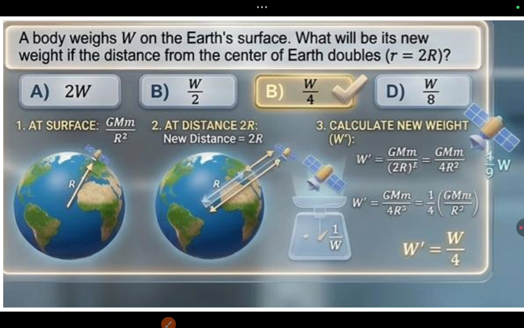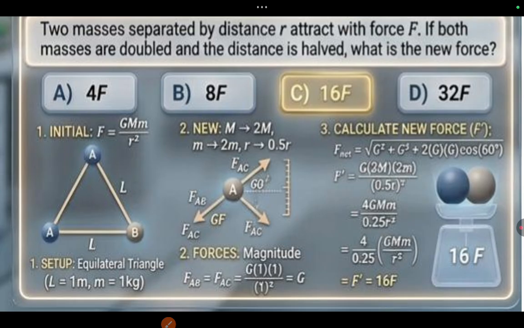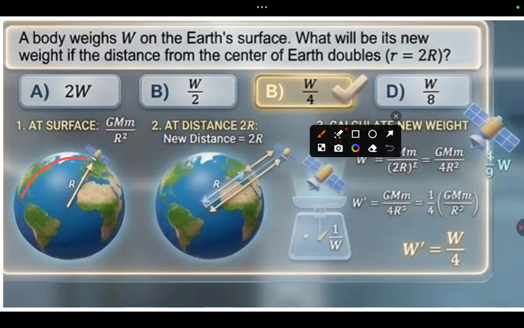Thank you. So, here is the first question: a body weighs W on the Earth's surface. What will be its new weight if the distance from the center of Earth is doubled? So, let us consider this is Earth and we have one object, and the weight of that object is W.